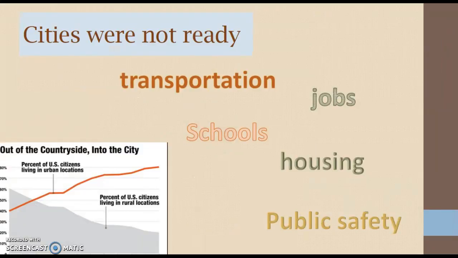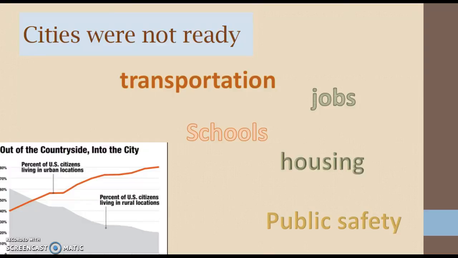So let's talk about what happens when people left the country and moved into the city. And you can see this little graph that shows the timeline of that happening. But what happened is so many people moved into these cities like Detroit and Chicago and places like that, that the cities were not ready to handle all these new people.